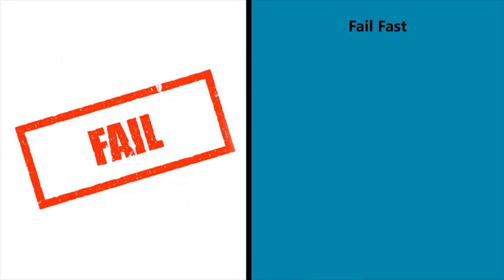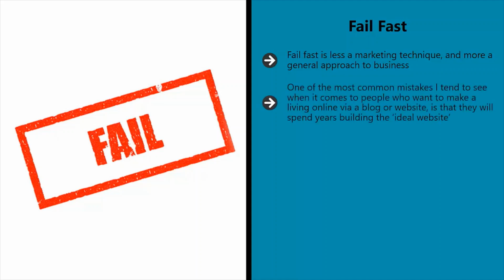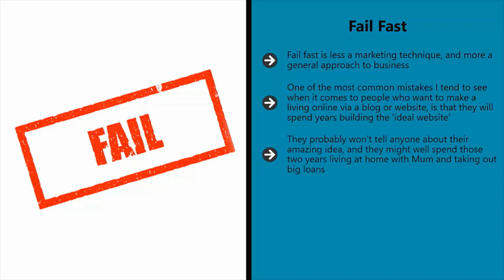Fail fast. Fail fast is less a marketing technique and more a general approach to business. Fail fast means making sure not to invest a huge amount of time into an idea until it has been proven. One of the most common mistakes I tend to see when it comes to people who want to make a living online via a blog or website is that they will spend years building the ideal website. They probably won't tell anyone about their amazing idea, and they might well spend those 2 years living at home with mom and taking out big loans. Then they launch the business, only to find that it falls flat immediately.